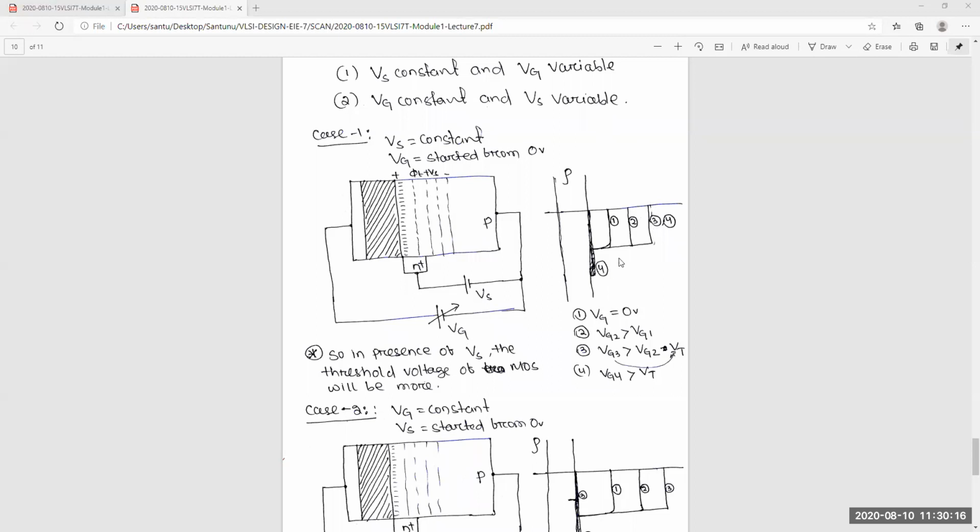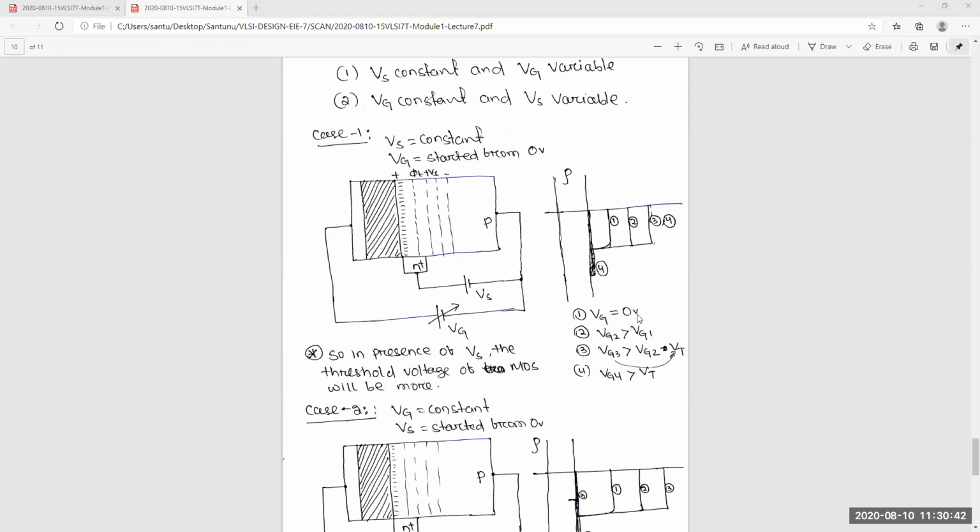Okay, so at this condition, Vg will be at some voltage when inversion charges will start to come to this interface. After that, 4 is also the same condition, because the depletion region will not increase, but the inversion charges will increase. So that's why I have written it as 3 and 4.